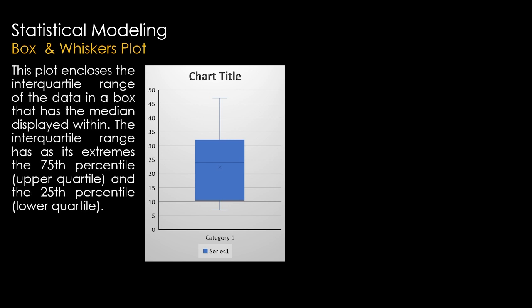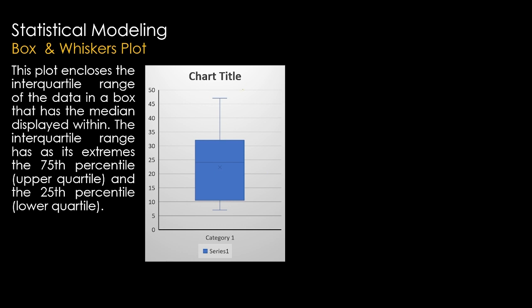So, for the last technique or the last method of statistical modeling, we have the box and whiskers plot. Okay, this plot encloses the interquartile range of the data in a box that has a median displayed within. And the interquartile range has extremes, the 75th percentile or the upper quartile and the 25th percentile as the lower quartile. So it's just like this.